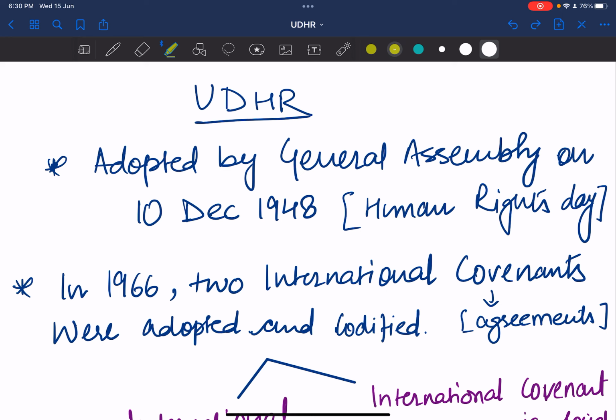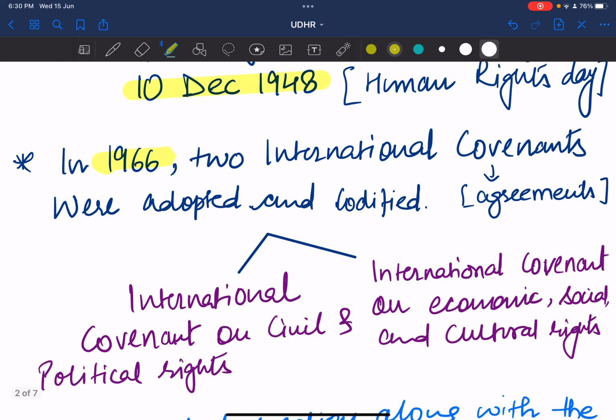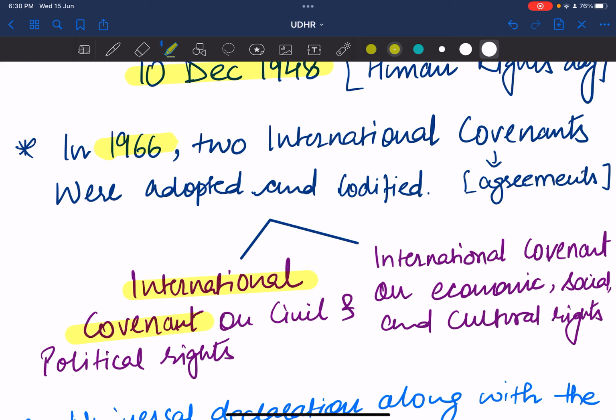It was adopted by the General Assembly on 10 December 1948, which is also known as Human Rights Day. In 1966, two international covenants, meaning agreements, were adopted and codified. The International Covenant on Civil and Political Rights was the first one, and the second one was on Economic, Social and Cultural Rights. So these were the two covenants.